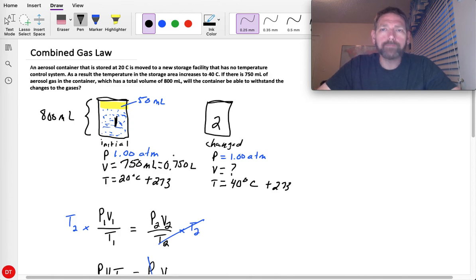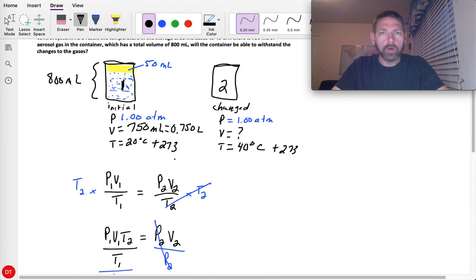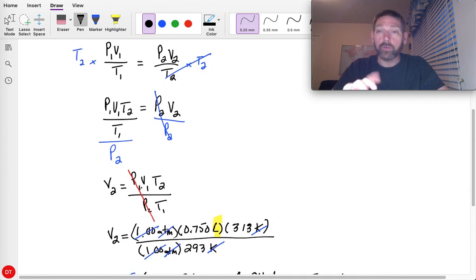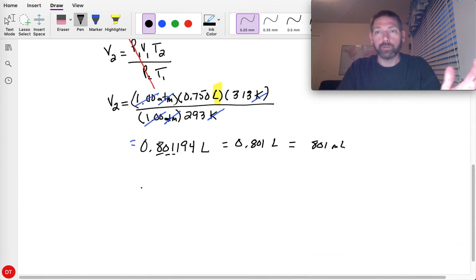All right, so hope that helped. Remember, list out what you've got, write down the original form of your equation, rearrange it to isolate the variable you're looking for, and then it's just basic plug and chug algebra at that point. All right, ensuring that your units are canceled out properly. Remember, you should only be left with the unit that you're solving for, and that's how you know you're doing the right thing. Hope this helped.